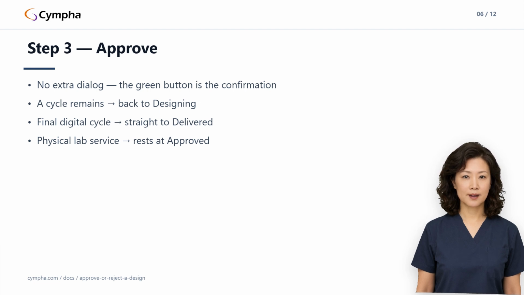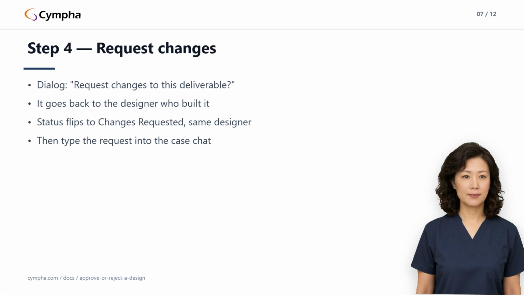Clicking it opens a confirmation dialog titled, Request Changes to this deliverable. For an ortho, implant, or lab service case, that dialog reads, the case goes back to the designer who built it, and you can describe the changes you want in the case chat. Click the Request Changes Confirm button, and the case status flips to Changes Requested, with the same designer still assigned.